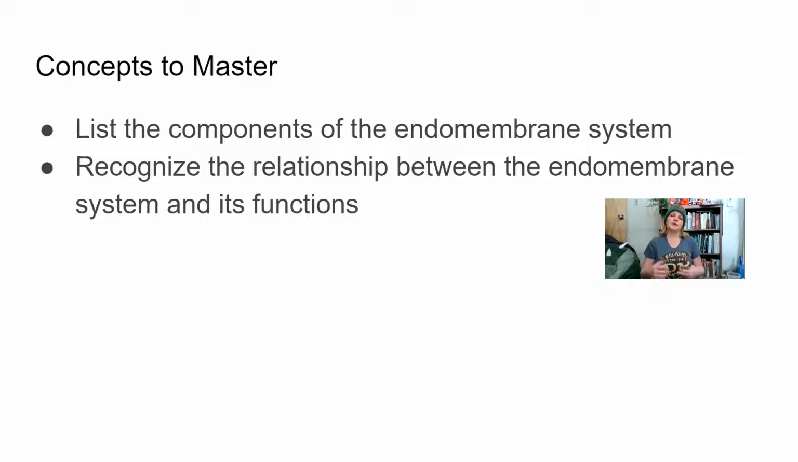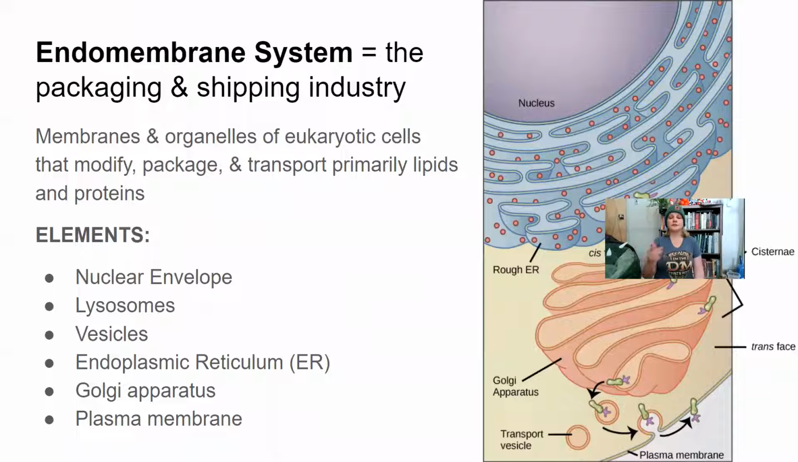So basically what we want to know is what are the components of the endomembrane system and what do they do? Okay. But basically the endomembrane system is the packing and shipping industry of our cells. This is the UPS, the FedEx, the Postal Service of our cell city. So this is a series of membranes and organelles found in eukaryotic cells that modify, package, and transport mostly lipids and proteins. And so then our elements are the nuclear envelope, lysosomes in animal cells, vesicles, this thing called endoplasmic reticulum, the Golgi apparatus, and then of course our plasma membrane.